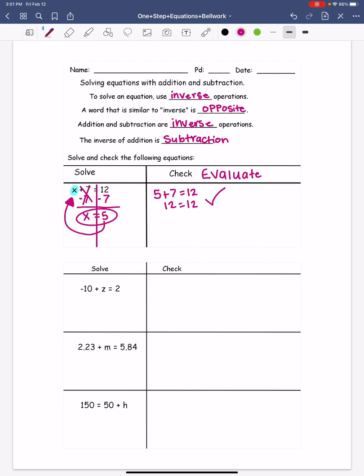Awesome. Okay, the answers for the next ones I'm going to write down, but take this time, pause the video, try solving the rest of them on this page, and then come back and check your work. So we'll have z equals 8, m equals 3.61, and h equals 100. Those are the answers that you should have gotten.